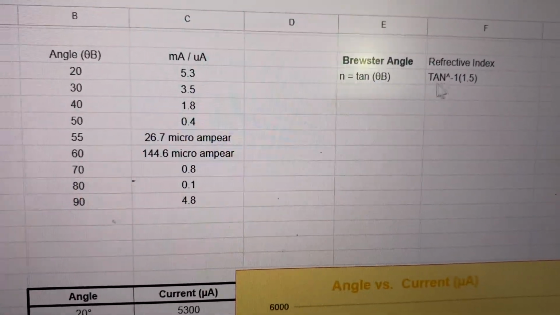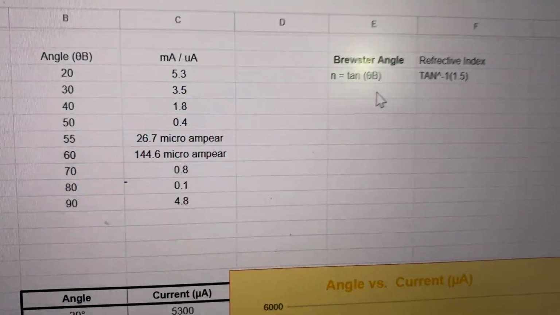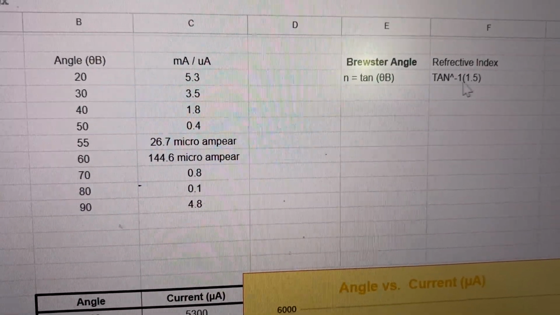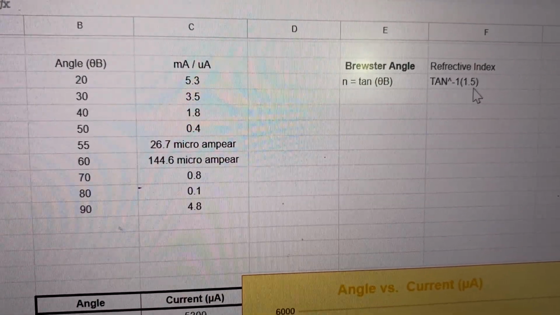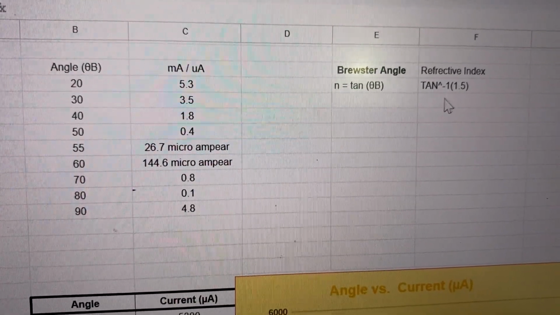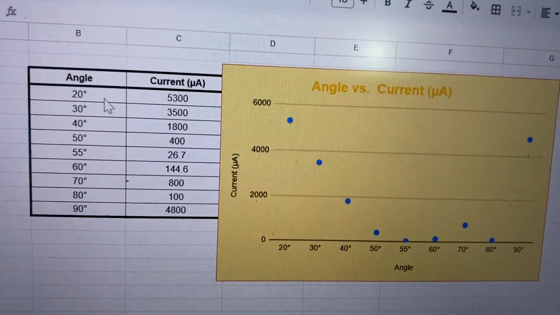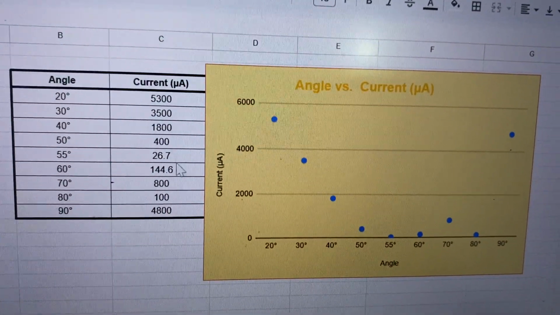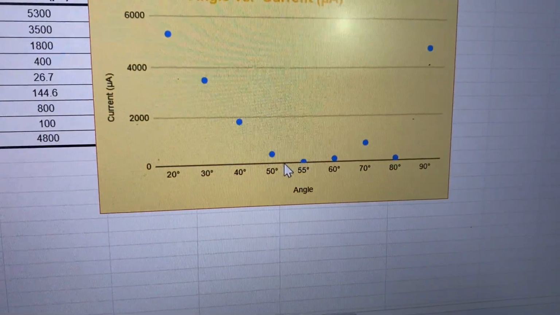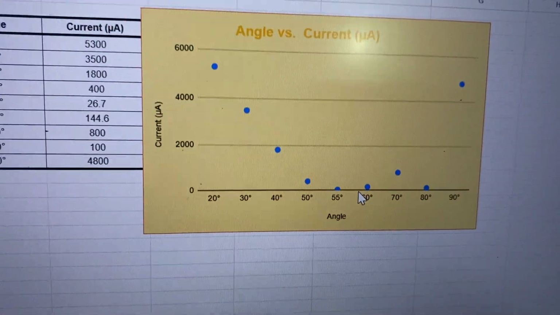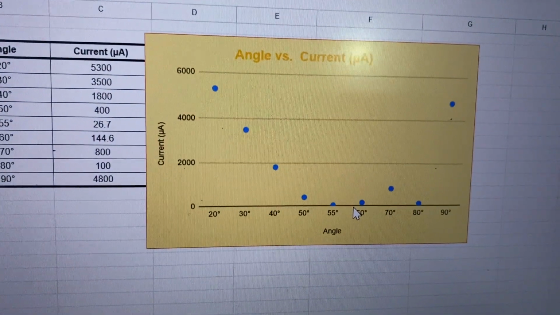the theta value, then we get the Brewster angle. And when you find the refractive index, we put the tan inverse of the refractive index, like glass is 1.5, then you get the Brewster angle. All this current we converted into microampere. So we got near about 55 or 56.6 as the Brewster angle for the glass.